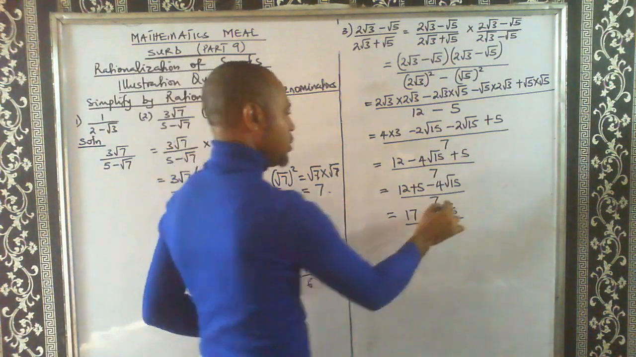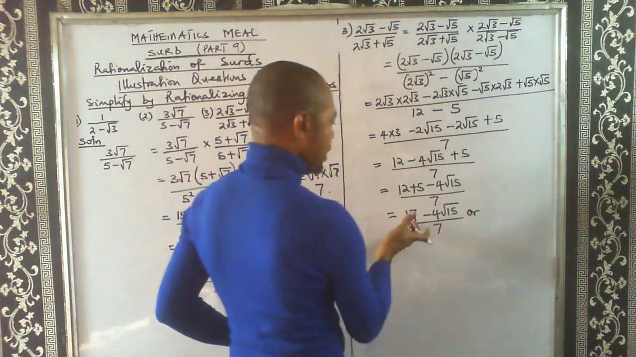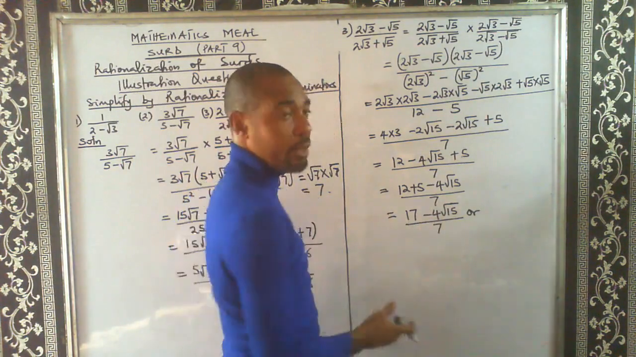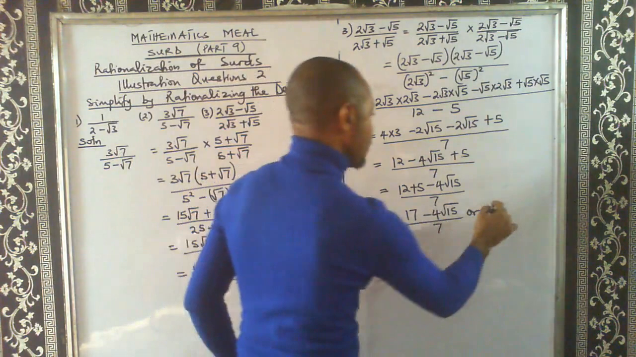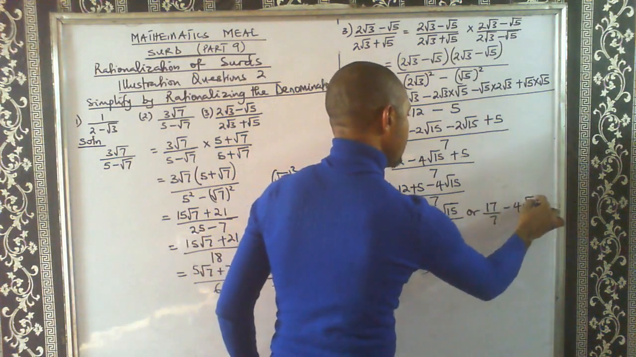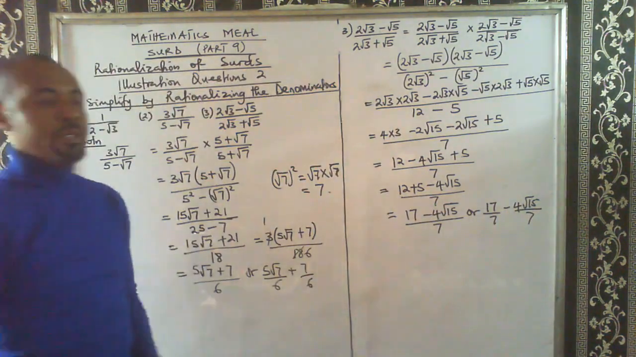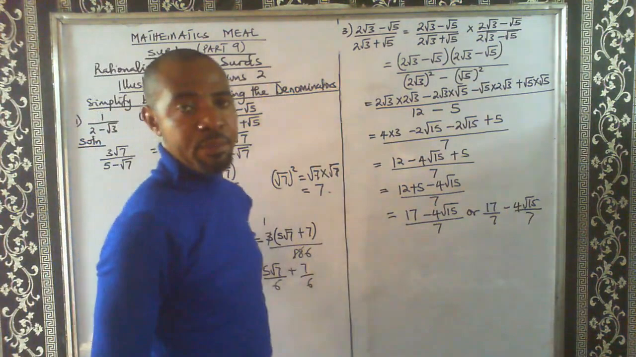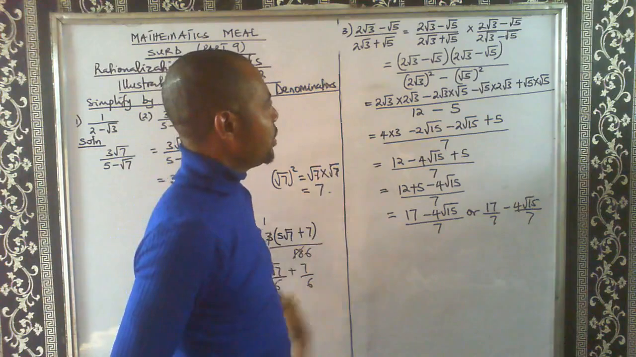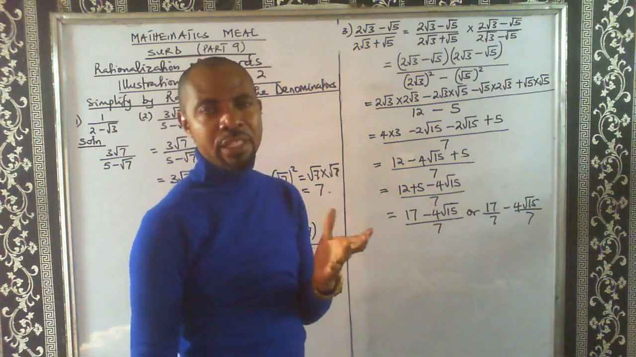But I can decide to write this alternatively, just like I did here. This 7 is a common denominator for these 2 terms. We have 2 terms here separated by subtraction sign. So I can write this as 17 over 7 minus 4 root 15 over 7. Beautiful. You can see that we just took time to break this down so that you understand it.